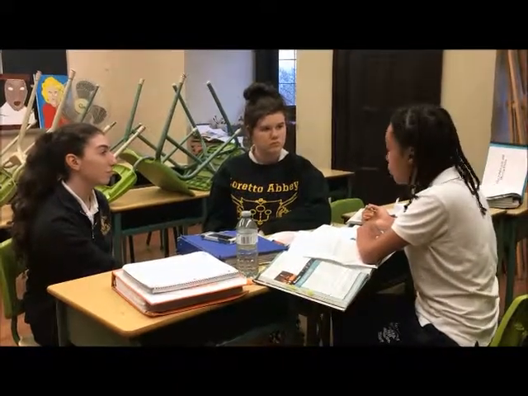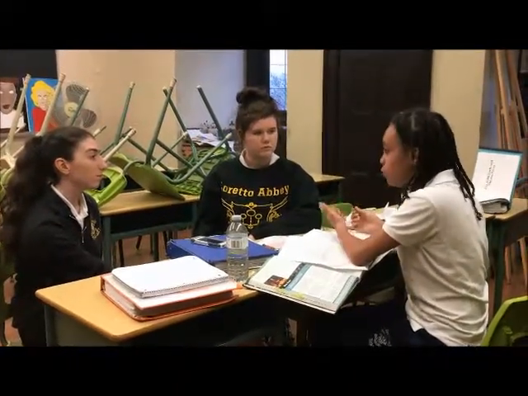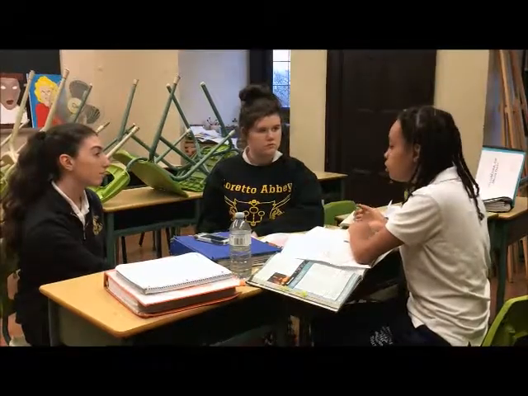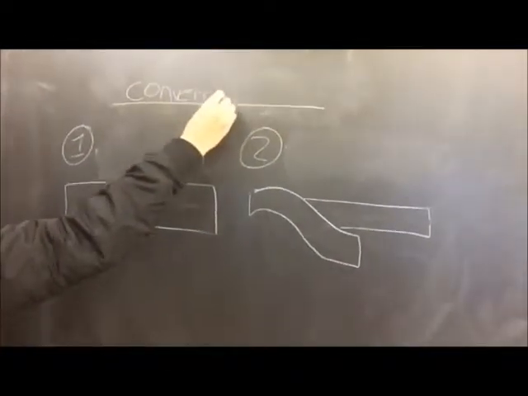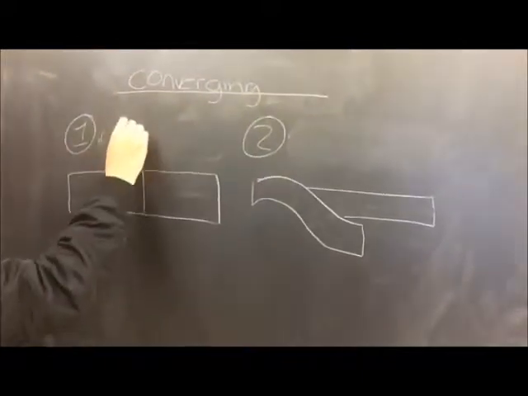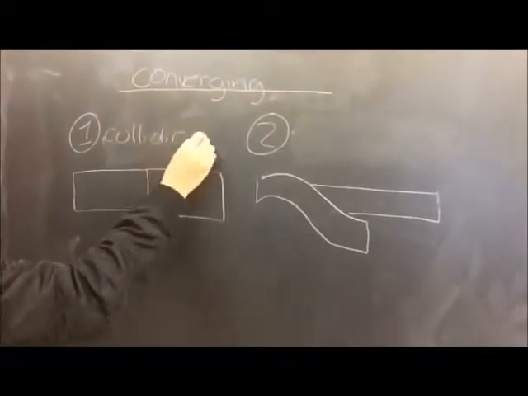Faulting occurs along plate boundaries, and there's three types of faults. There's converging, diverging, and transform, also known as strike slip. Converging plate boundaries are when two plates are moving towards each other. The two types of converging plate boundaries are collision and subduction.